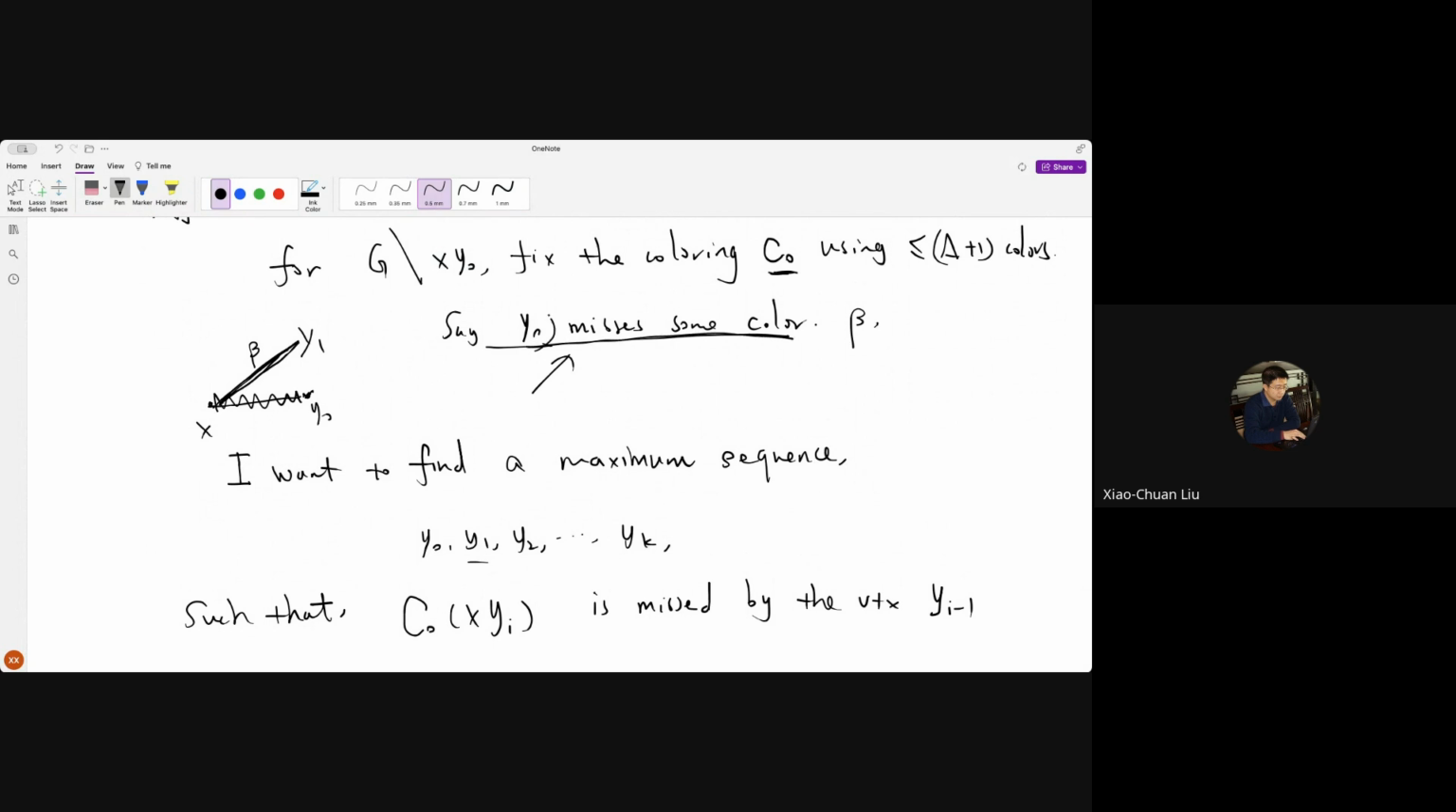So if I observe y0 misses some color beta, I'll look for x neighbors which have this beta. If I find it, I put y1 here, okay? And then I ask if y1 misses some color, I still call beta. And I try to look for some y2 such that this edge will have a color that y1 misses. So it's not beta, because maybe this is beta prime. Okay, so I keep doing this until I cannot continue.